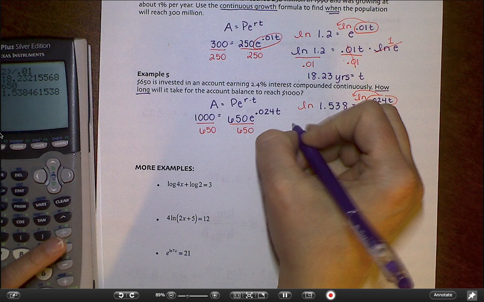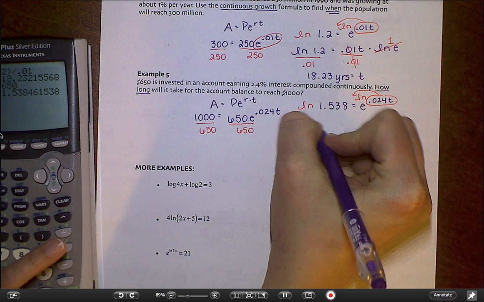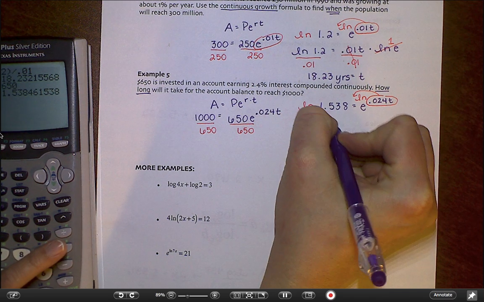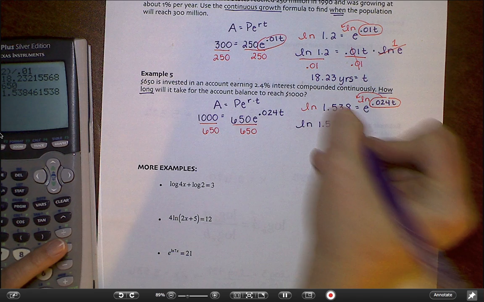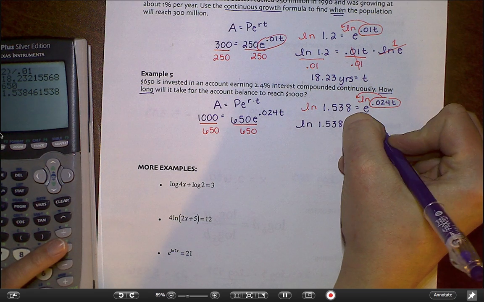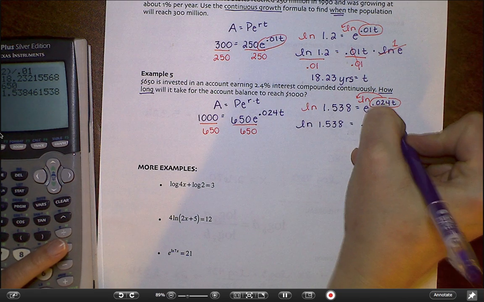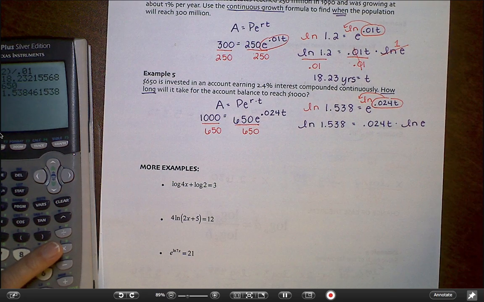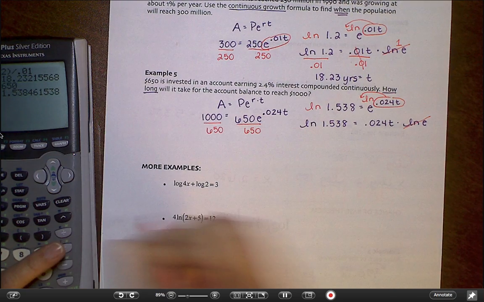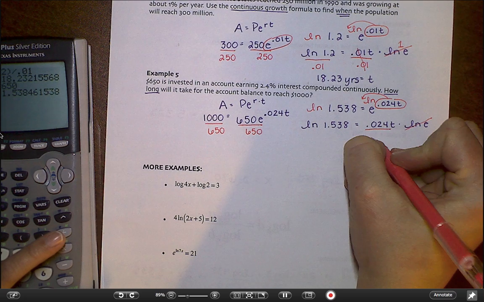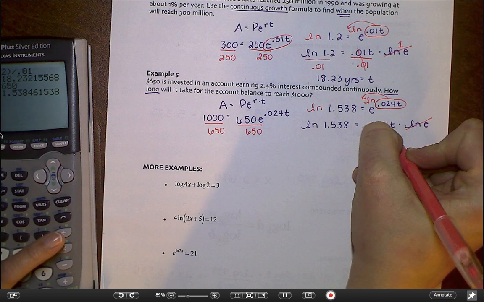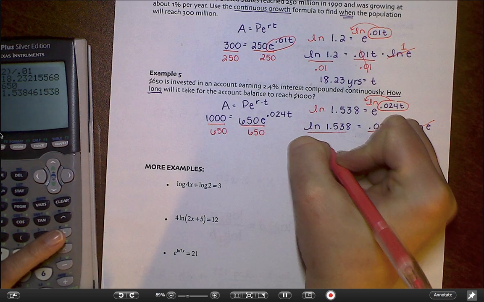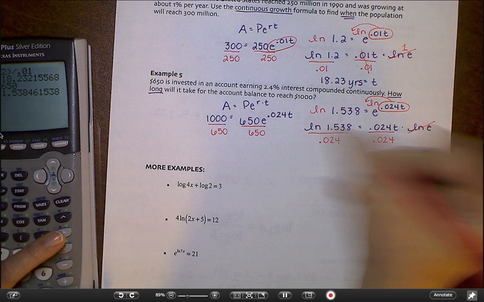So I can say natural log of 1.538 equals 0.024t times natural log of e. And once again, natural log of e cancels out. So now I can just divide by 0.024.